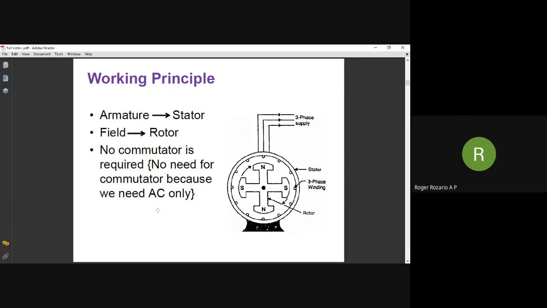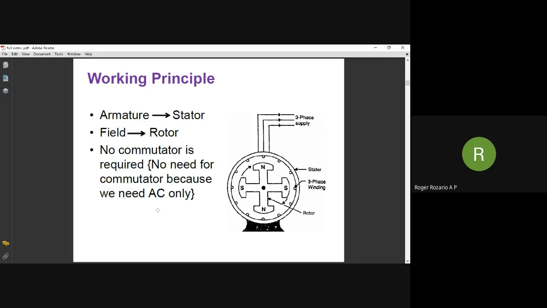Working principle. Again, no need to explain this further. Armature is the stator, field is the rotor. So what is the primary difference here? Which is the rotating part, armature or field? Anyone? Which is the rotating part, armature or the field? Yeah, very good. Field is rotating.